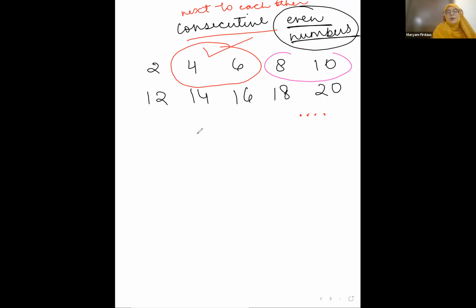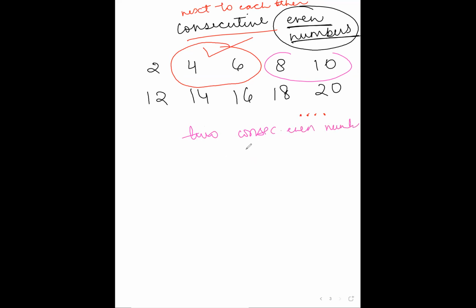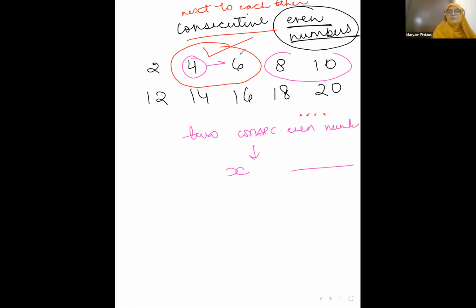Now, let's say you have two consecutive even numbers, and one of them is x. Then what will the other be? Look at it carefully. If this is x, then what is the difference between these two? x plus 2. Very good. Two consecutive even numbers are going to be x and x plus 2.